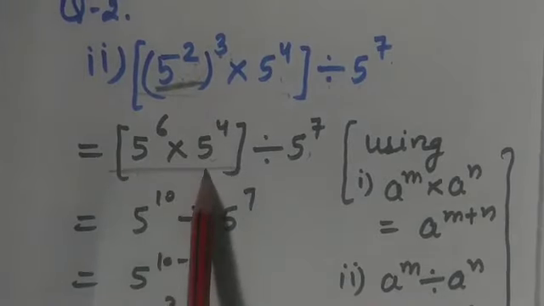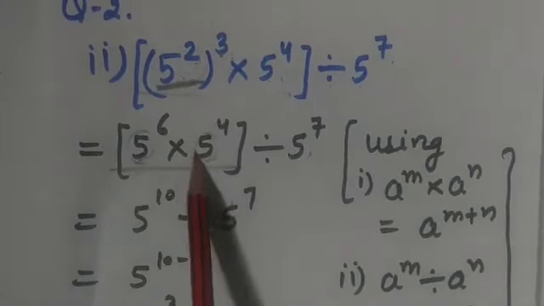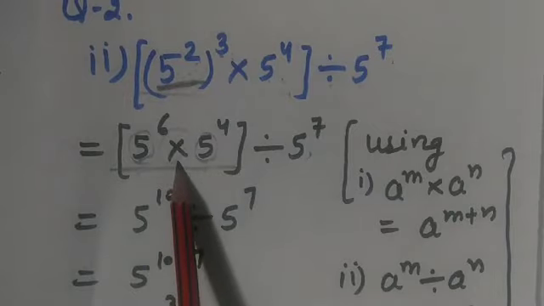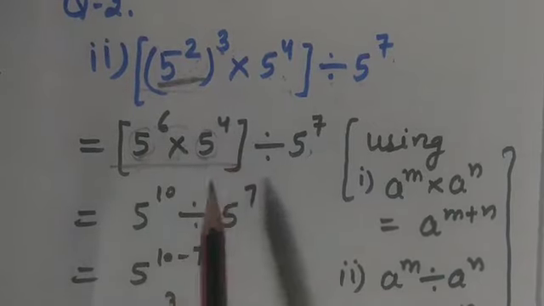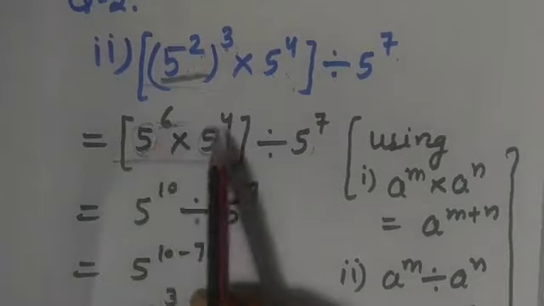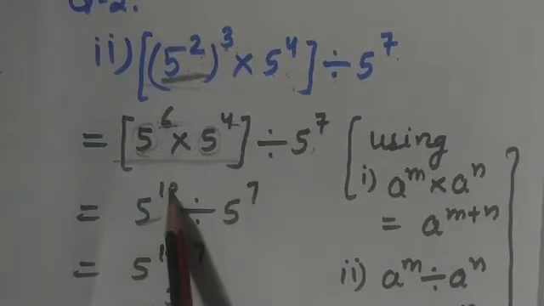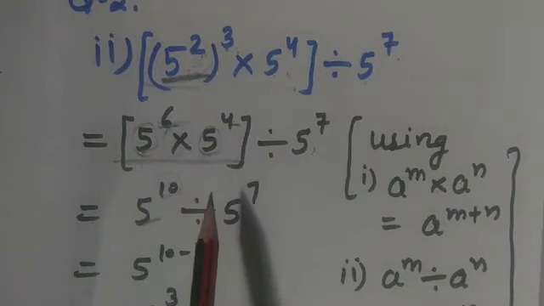Now I will solve this bracket. Again the bases are same and we have multiplication in between, so the powers get added. So it will be 6 plus 4, it will be 5 raised to the power 10. 10 is equal to 6 plus 4. I have added the powers.